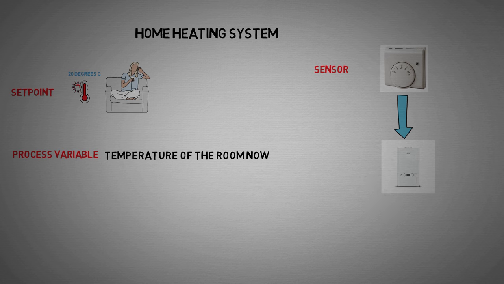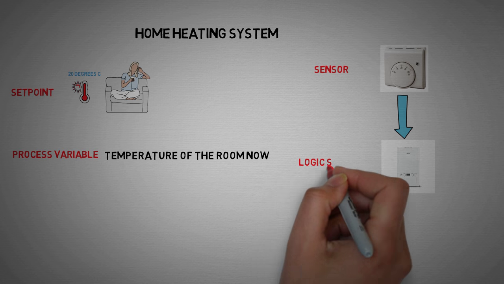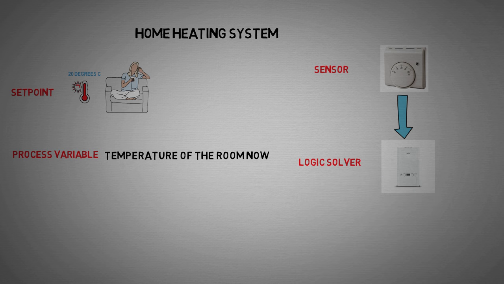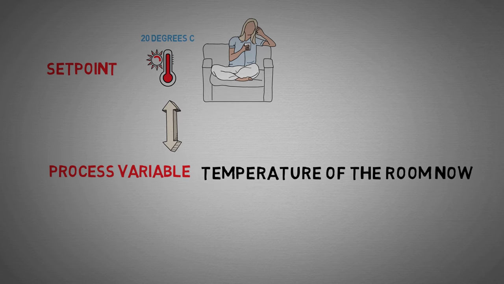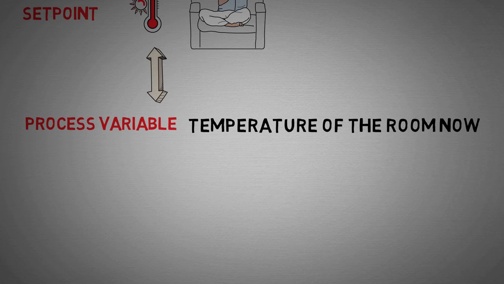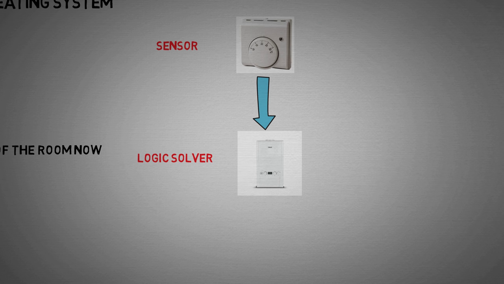Moving on to the logic solver. Our boiler electronics is acting as the logic solver. Now, this compares the set point, which is the temperature we want our room to be, to the process variable, the actual temperature of the room. And the electronics then decide whether to turn the boiler on or off.